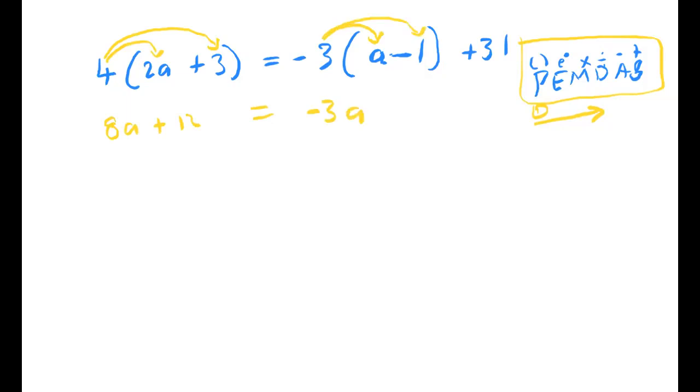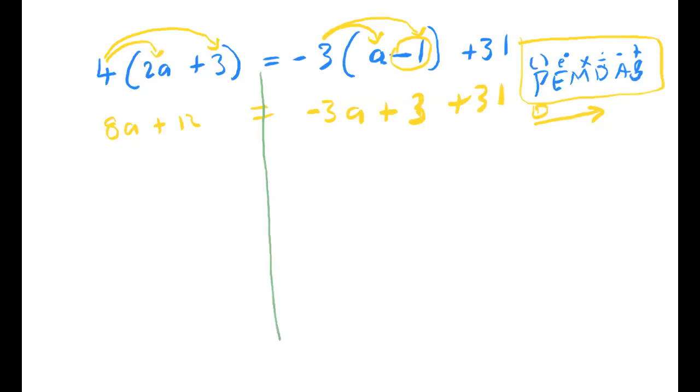Negative 3 times negative 1. Remember, when we multiply two negative signs, it becomes a plus. Plus 3, plus 31. Okay, now we have constants and variables all over the place. We need to make sure we have them labeled and put them together.